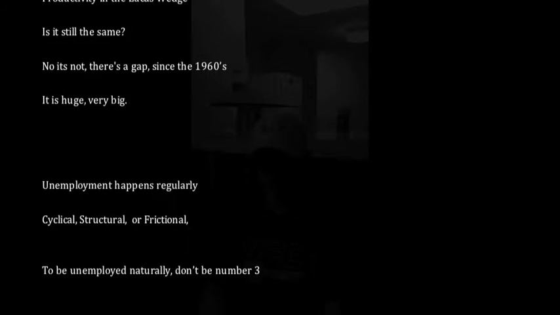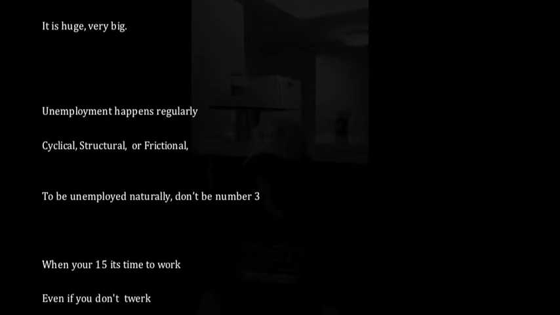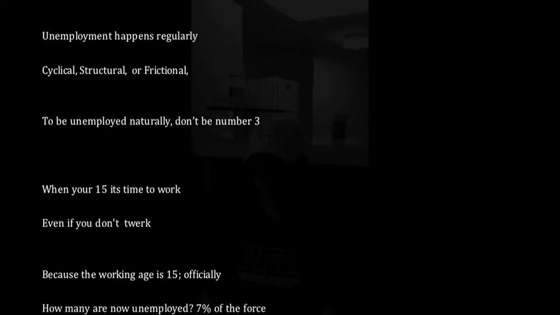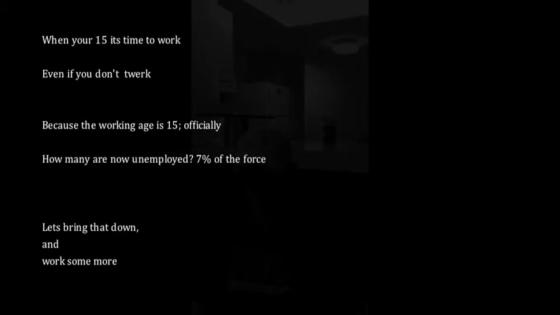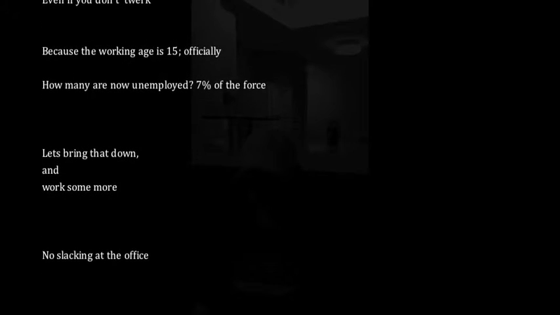Unemployment happens regularly. Cyclical, structural, or frictional. To be employed naturally, don't be under 3. When you're 15, it's time to work, even if you don't twerk. Because the working age is 15 officially.